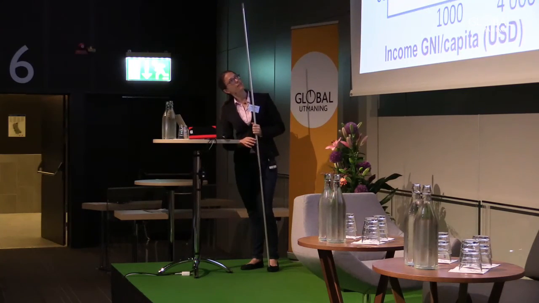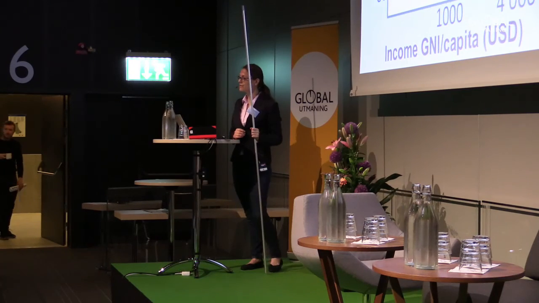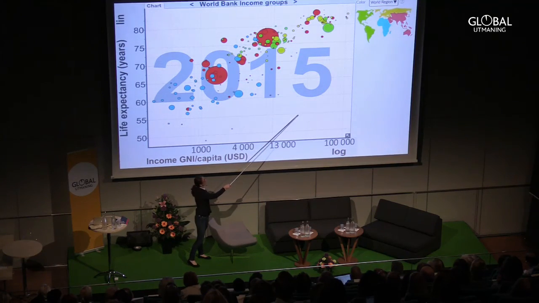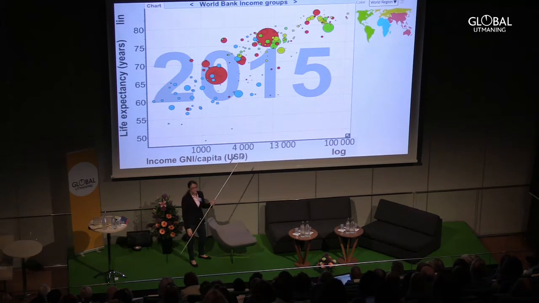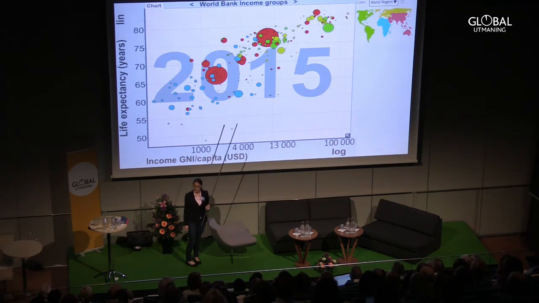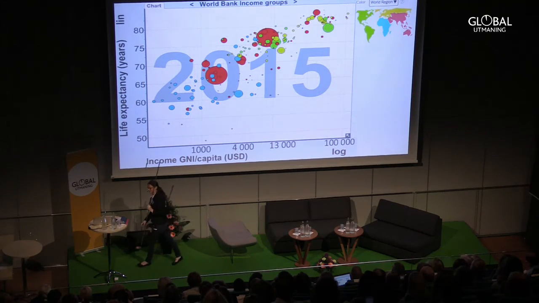And another thing, if you start looking at it long enough, you start wondering, this corner is quite empty. There are no countries that are rich and that are not healthy. And the opposite, there are no poor countries that are healthy. It looks quite clear, doesn't it?